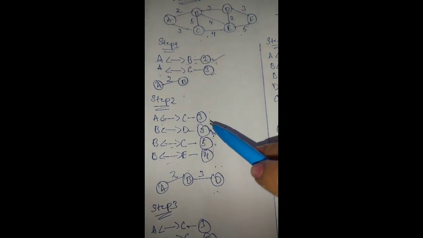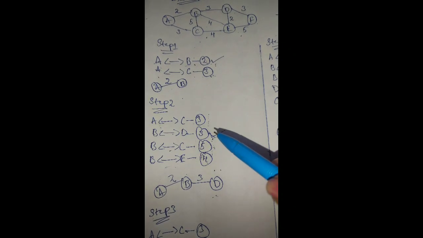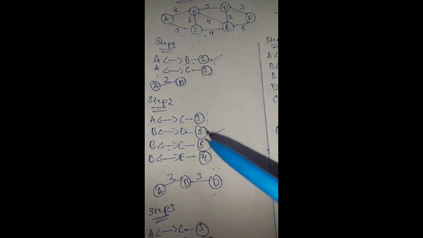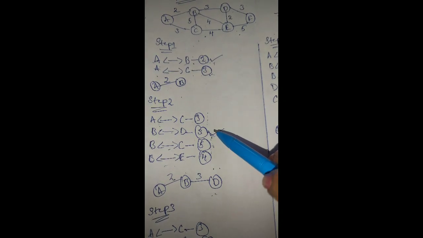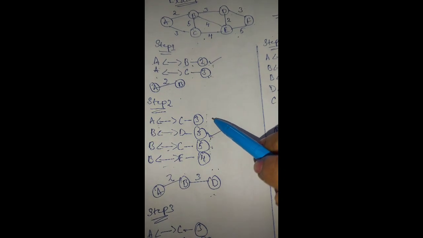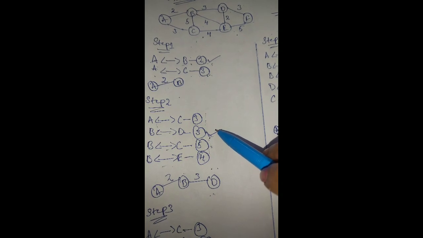So here in this step 2, there are 2 common least costs, that is 3, 5, 4. So here I am selecting the edge B to D. You can select A to C or B to D. So here I am taking B to D. So B to D, forming the graph.